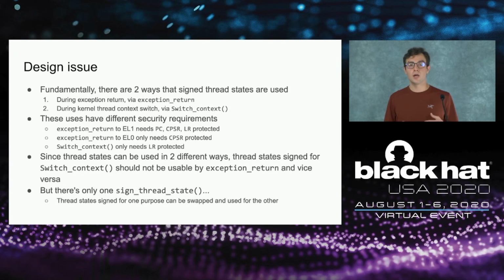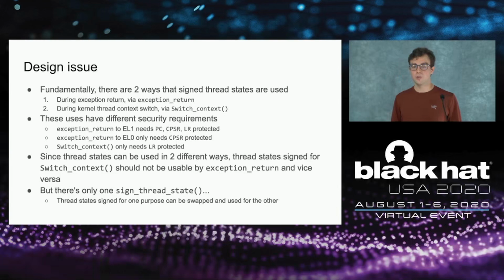And finally, for switch context, we only care about the return address register. PC and CPSR just don't have meaning in this context. So fundamentally, since thread states can be used in these two really different ways, in order to ensure integrity, we want to be sure that thread states signed for use by switch context shouldn't be usable by exception return. And also vice versa, we don't want thread states signed for exception return to be usable by switch context instead.